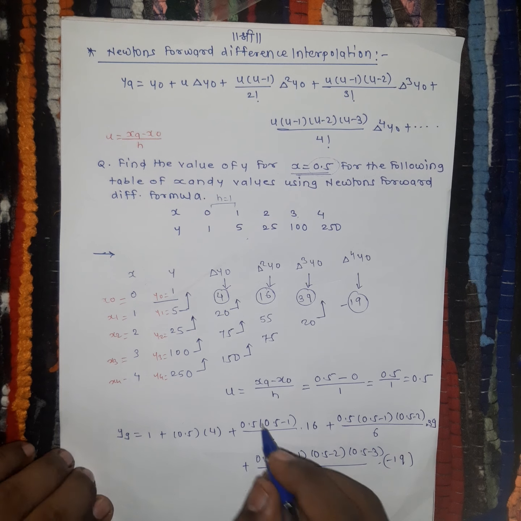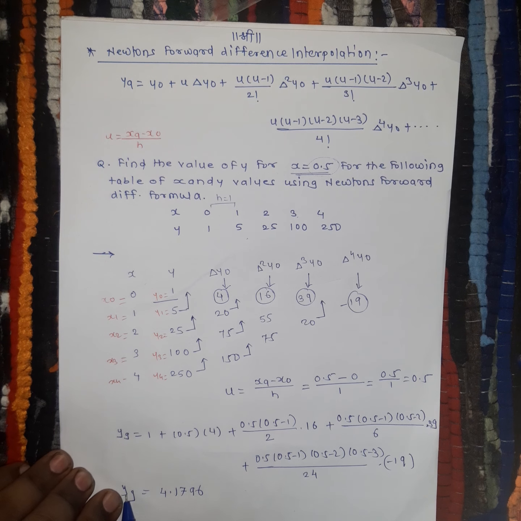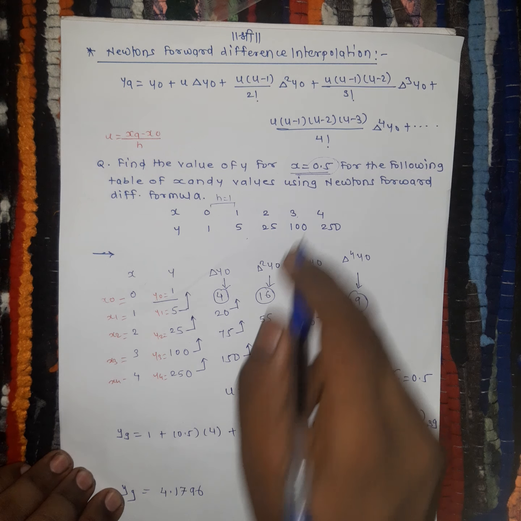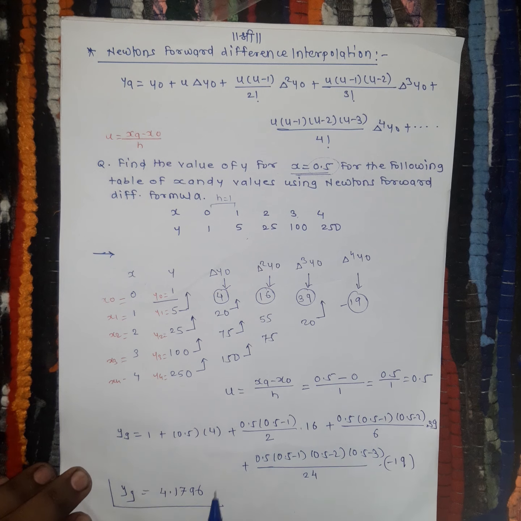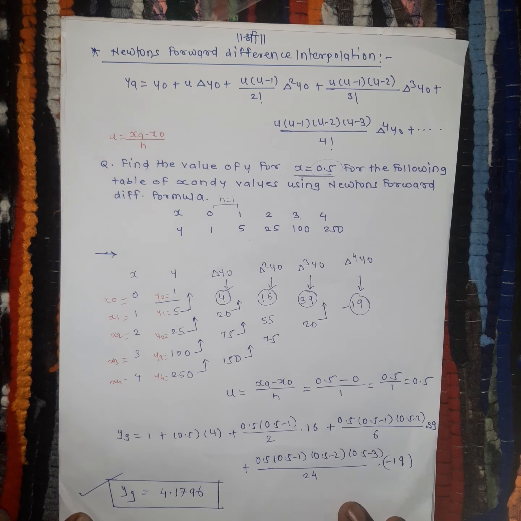So we have put all the values into the formula. I have calculated this value directly and the answer is 4.1796. So this is the value of y at x equal to 0.5, and this is the solution of the problem. This completes the problem.